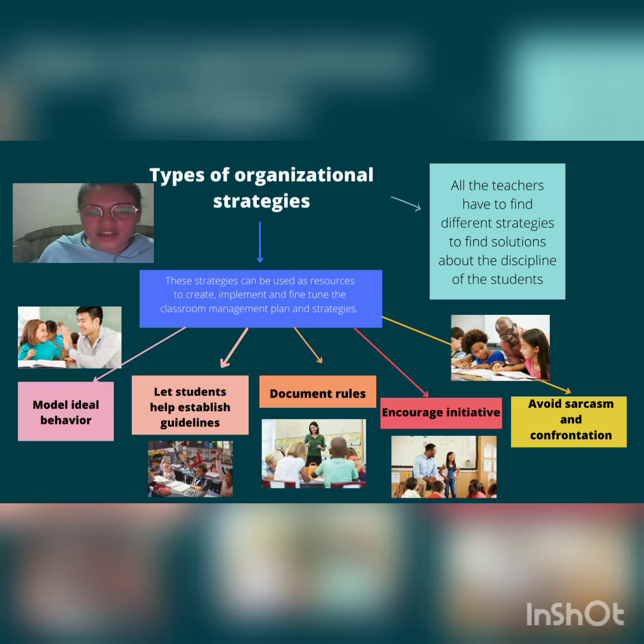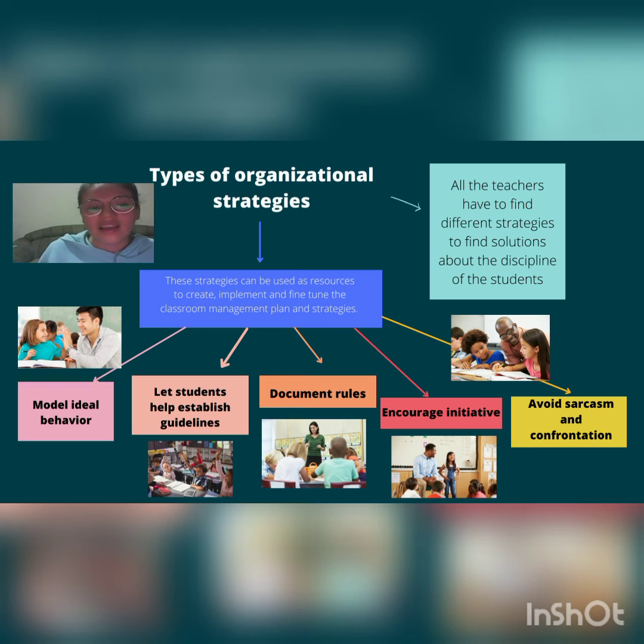Here are some organizational strategies to apply in a classroom. Number one, model ideal behavior. Make a habit of demonstrating the behavior you want to see. A straightforward way to model certain behaviors is holding a mock conversation with an administrator, another teacher, or a student helper in front of the class, talking about the test or another related topic. Be sure to use polite language and maintain eye contact.